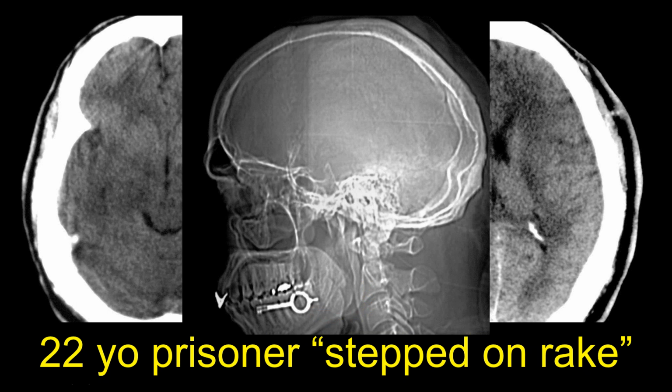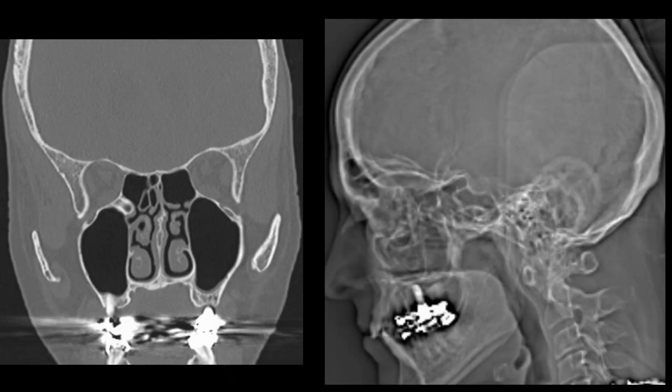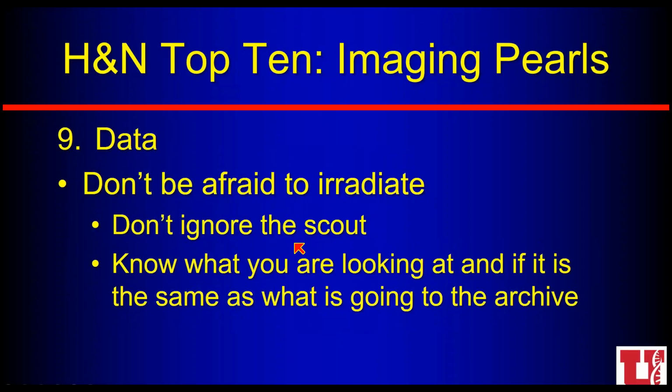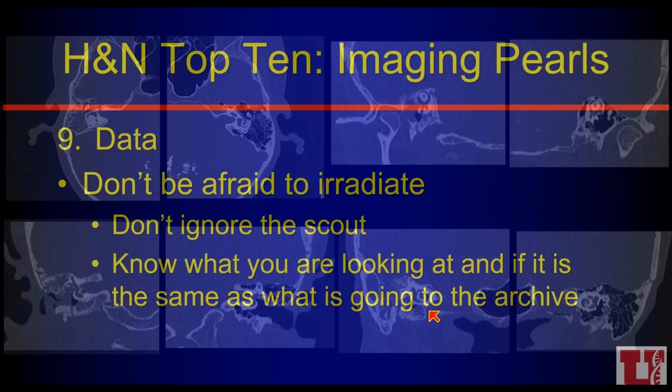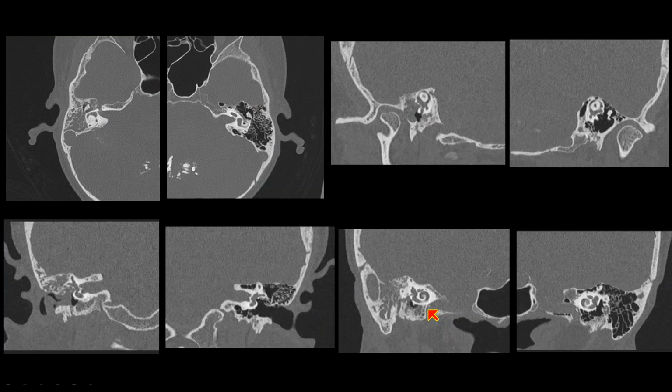So when we're thinking about data, don't ignore the scout, and remember that may be very important. So don't ignore the scout and know what you're looking at, if that's the same also as what you send to the archive.